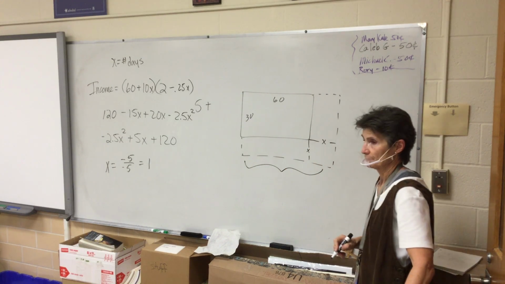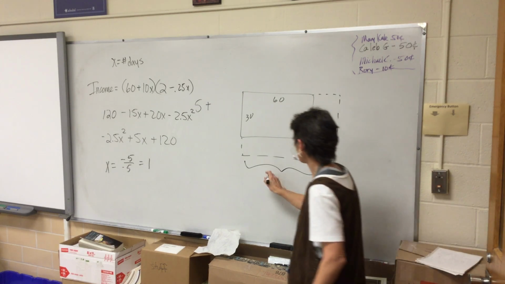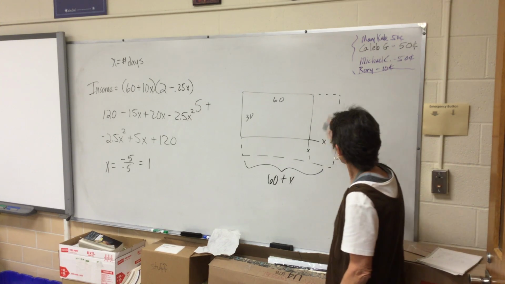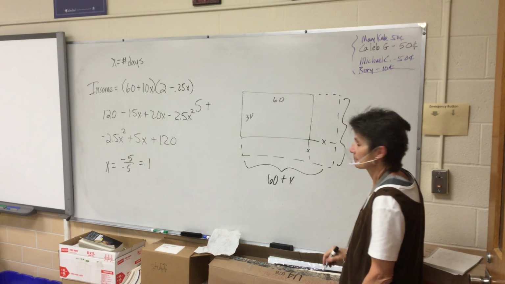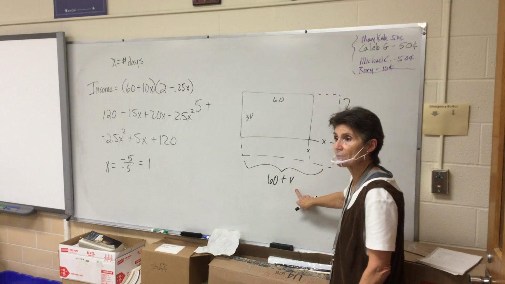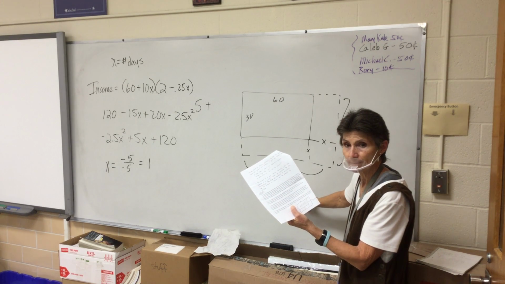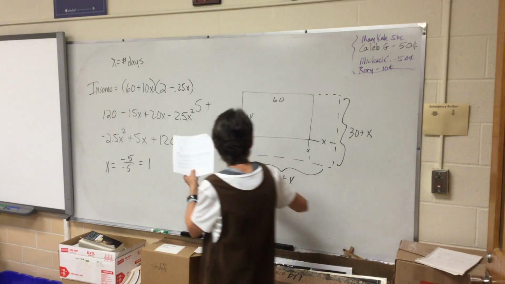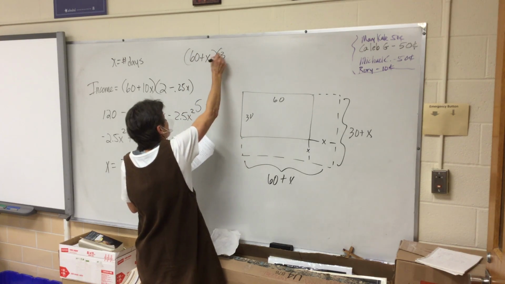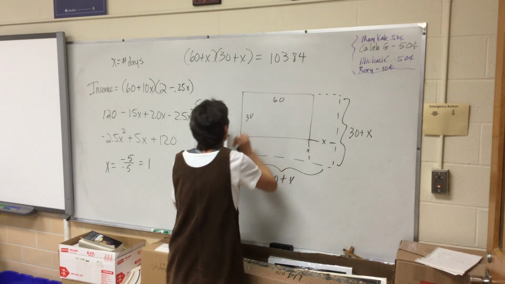What's this? 60 plus x. Perfect. It's 60 plus x. What's this? 30 plus x. And if I multiply those two together, shouldn't I get the whole area, 10,384? There's your equation. So 60 plus x times 30 plus x has to equal 10384.